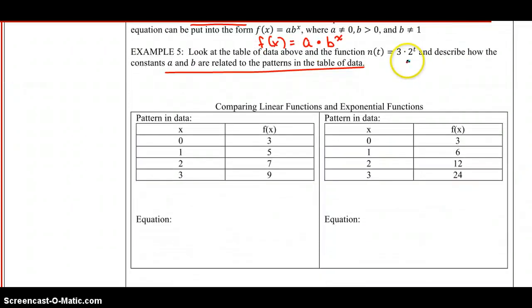So this base, this number here too, seems to be what we multiplied by. So these were what outputs multiplied by when x increased by 1. But now what about this 3?